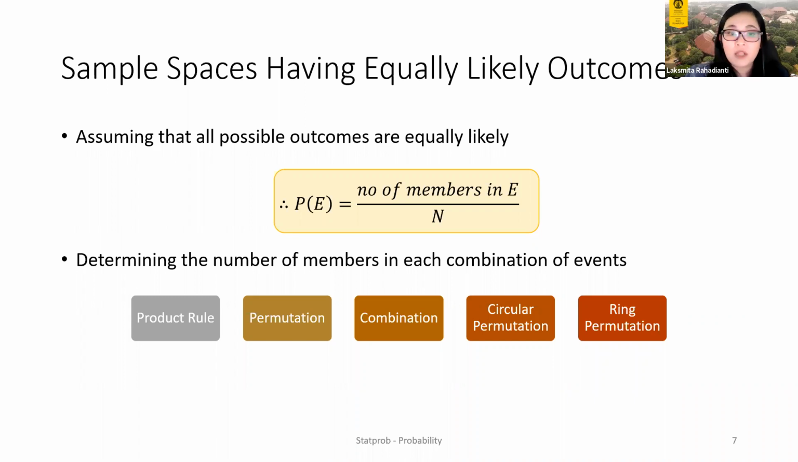When we are trying to count these members, these outcomes in every single possibility of something happening in an event, instead of writing down every single possibility, which you could do and is a valid way to solve the problem, it's not the most efficient way. So in order to do it a little more intelligently and efficiently, we can use some rules to determine the number of outcomes in a certain combination of events. We talked about the product rule, permutation, and combination, as well as circular and ring permutation.